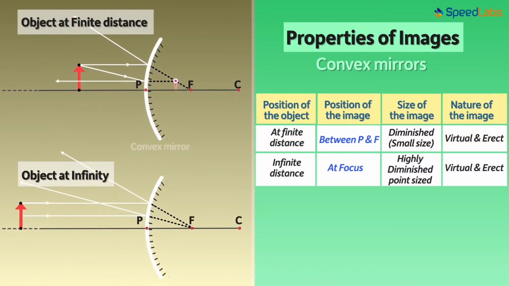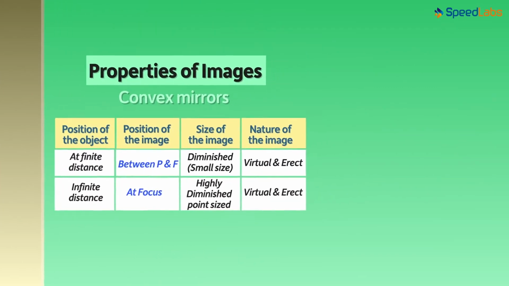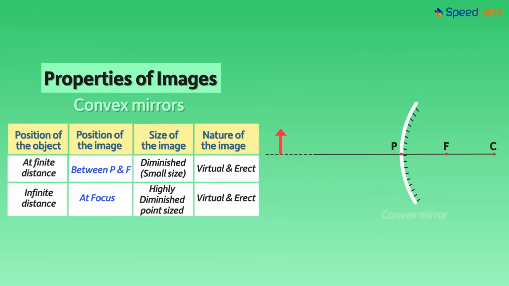So, these two are the ray diagrams representing the image and its properties. When the object is infinitely far away from the mirror, we get a point-size image at the focal point. And as we keep moving the object towards the mirror, the size of the image keeps increasing and it appears to be coming closer to the backside of the mirror.